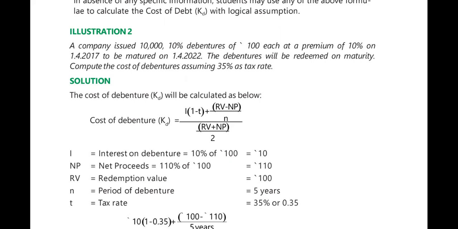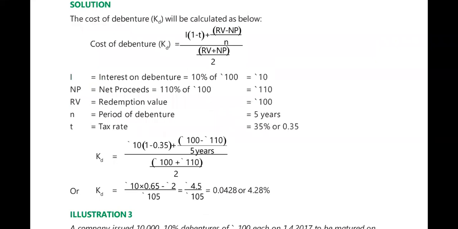Okay, let us put all this information in the formula. So KD equal to 10 into bracket 1 minus 0.35. 1 is the constant figure here, while the tax rate is 0.35, we'll put that, plus RV minus NP divided by N. So RV is redemption value 100 minus NP 110, divided by N, that is the number of years or period of debenture, that is 5 years. Again RV plus NP divided by 2, 100 plus 110 divided by 2.